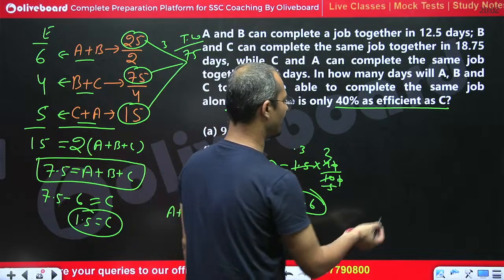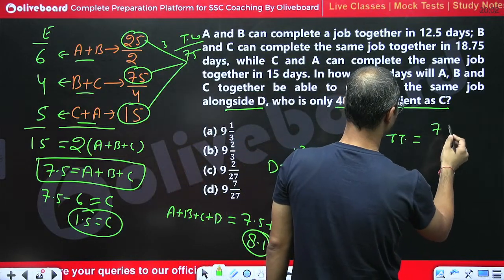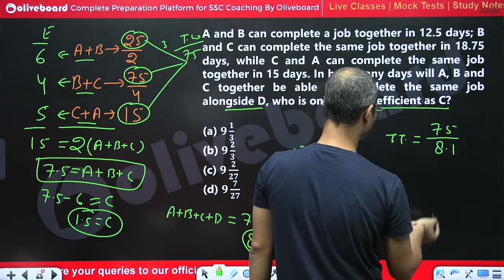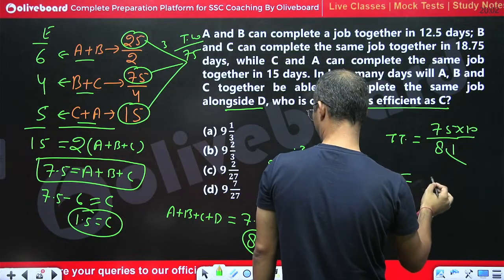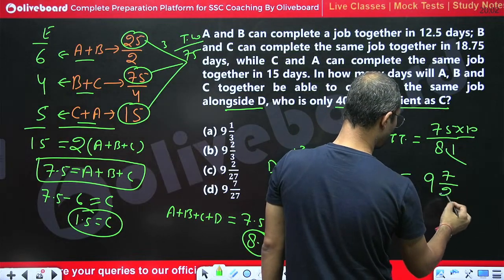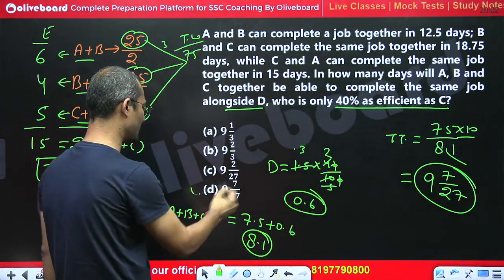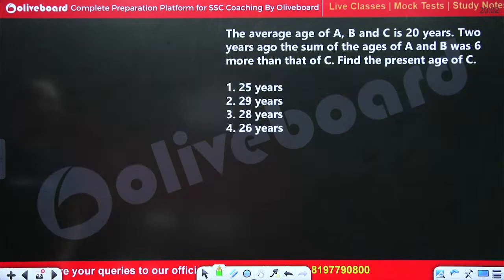So here we can say that the total time would be equal to 75 divided by 8.1. Got it? So this would be equal to 9 whole 7 upon 27. Yes, 9 whole 7 upon 27 is the right answer. D part is the right answer. Okay. Moving to the next question.